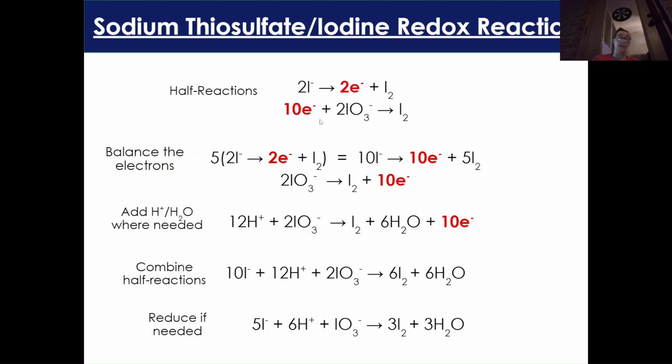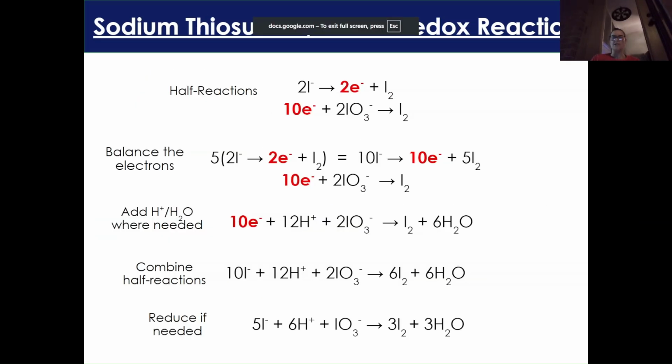And I told you that the electrons had to be balanced. So in order to do that, I have to multiply that top reaction by 5 in order to get 10 electrons to be balanced out. Oh, I have electrons on the wrong side here. My bad, let me fix that. Okay, sorry about that. I fixed the electrons.